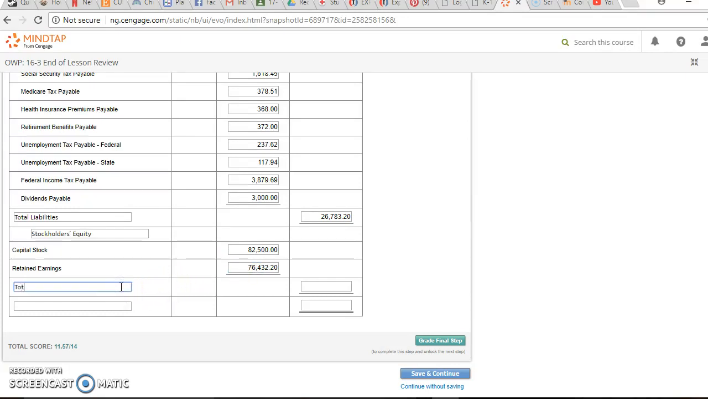And then this is total stockholders' equity. We're going to add those two together. So we have 82,500 plus 76,432.20 is 158,932.20. Okay, so now we're going to do total liabilities and stockholders' equity.